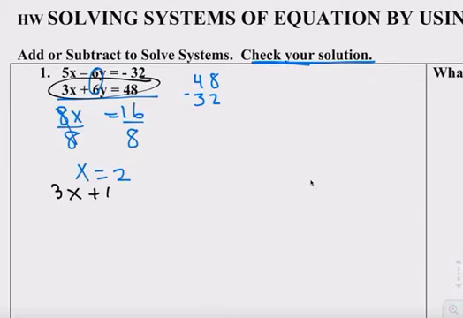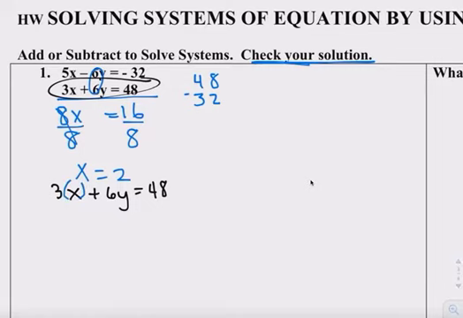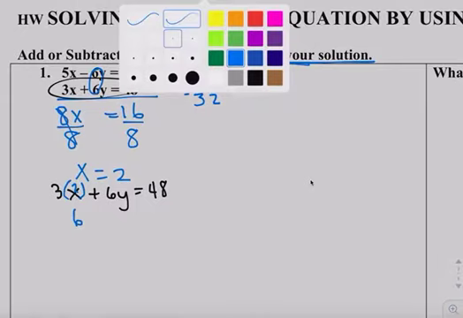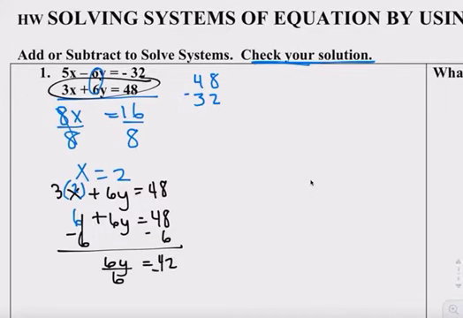3x plus 6y equals 48. Times 2 is 6, plus 6y equals 48. Minus 6 on both sides gives 42. So our solution is 2, 7.